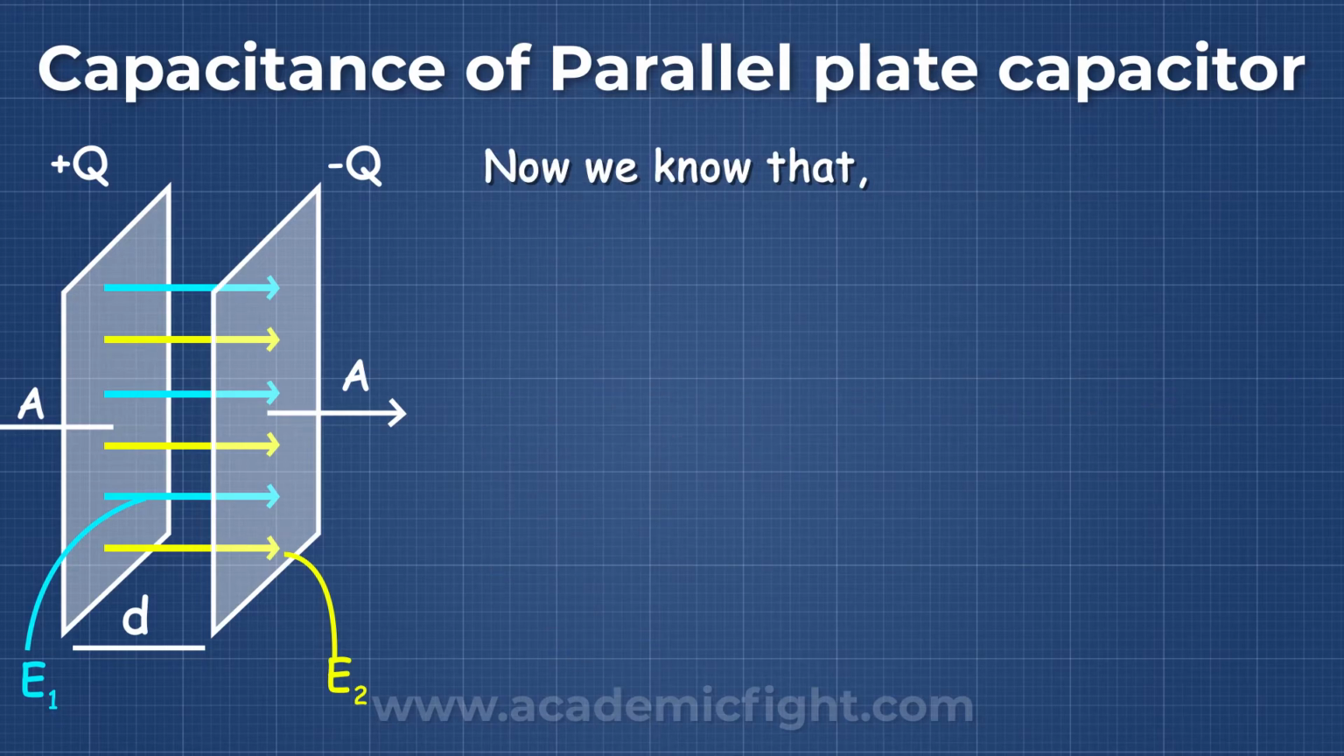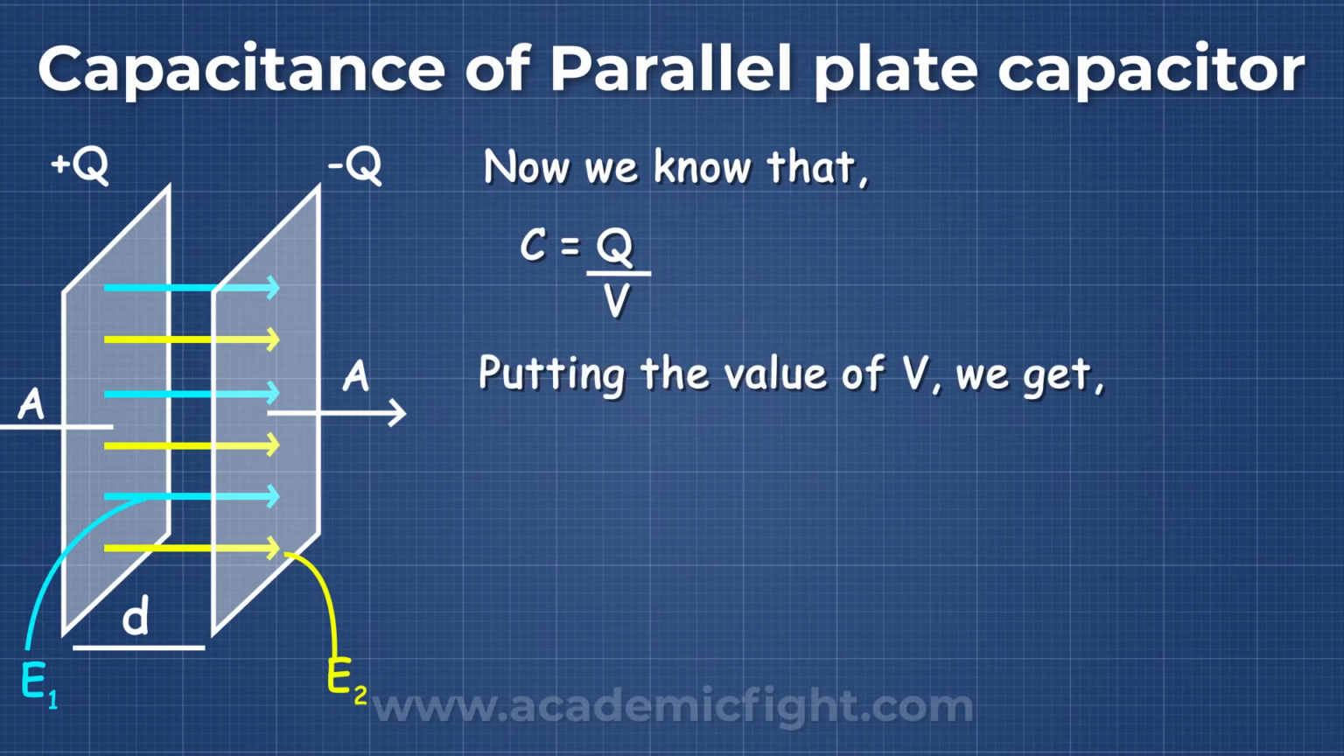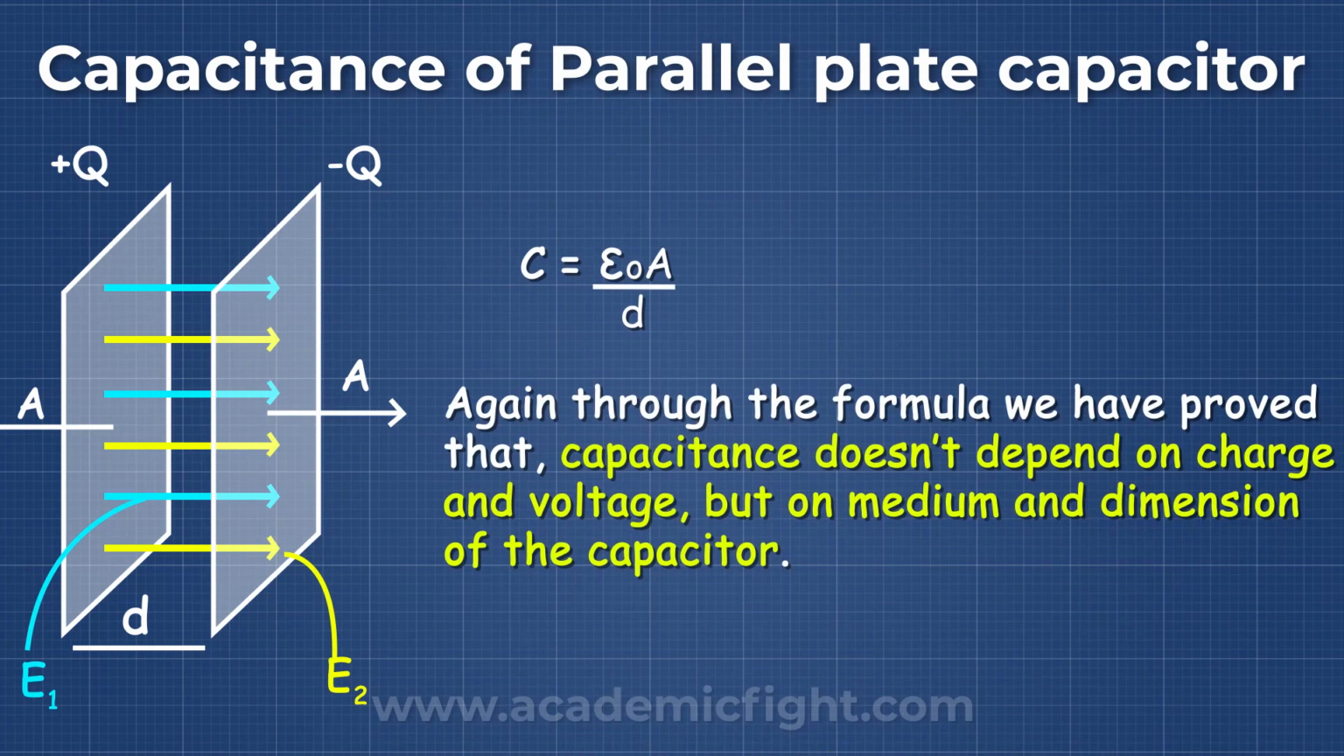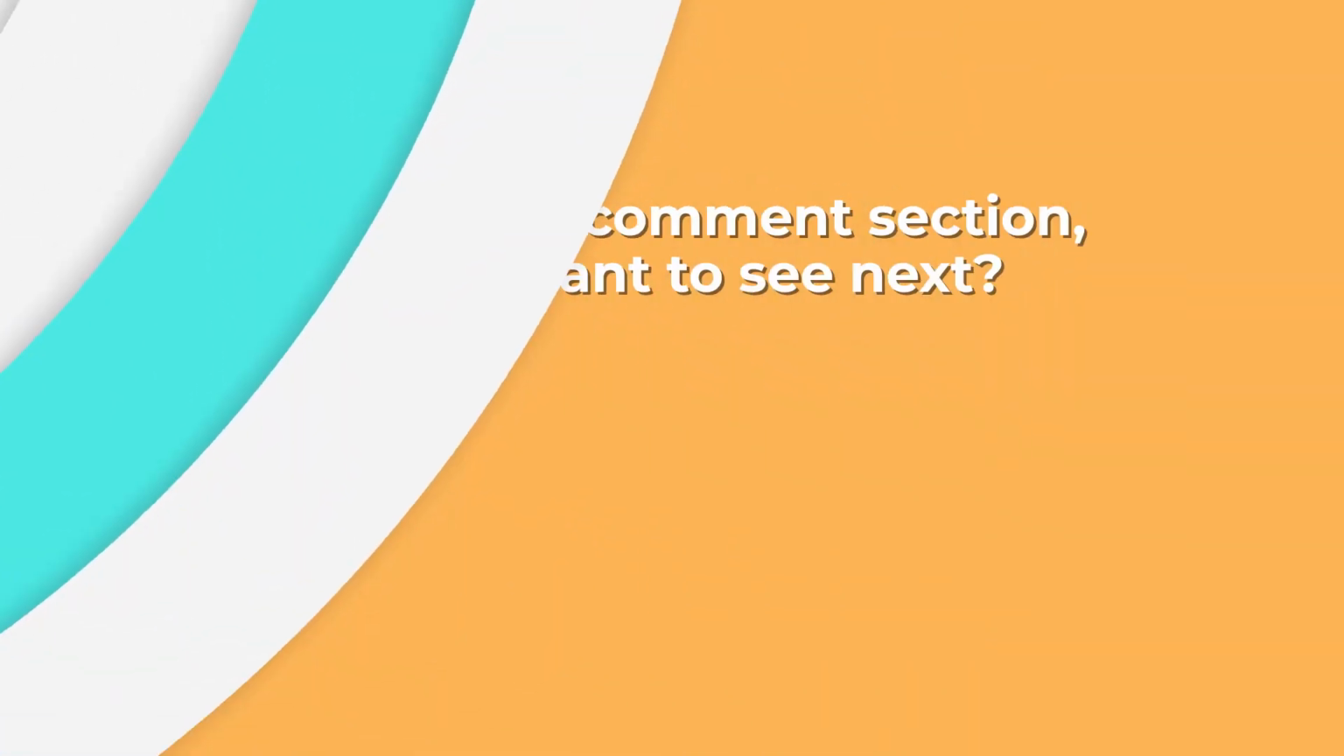Now we know that C is equal to Q by V. Putting the value of V from above, we get C is equal to Q by Q into D by A into epsilon. Q cancels out, and we get C is equal to epsilon into A by D. Again, through the formula, we have proof that capacitance doesn't depend on charge and voltage, but on the medium and dimension of the capacitor. This is it for today's video.